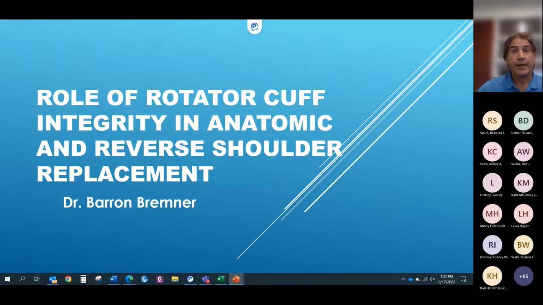I wanted to talk about just a basic background of shoulder replacement and reverse shoulder replacement, which is becoming much more common nowadays. And then also why we pick one versus another and the different facets of rotator cuff repair or rotator cuff pathology that might preclude one choice or make one more favorable.